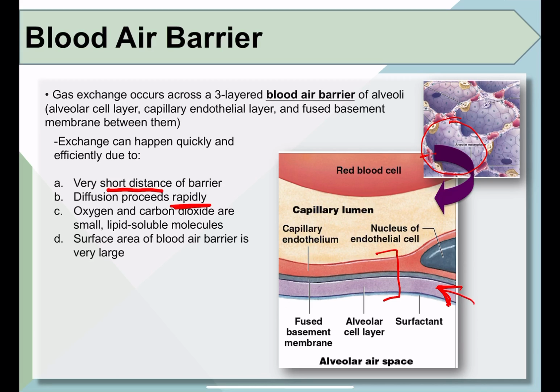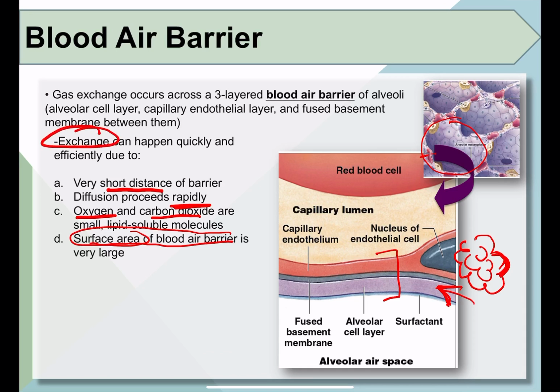And on top of that, remember we talked about how oxygen and carbon dioxide are small enough that they can cross over your plasma membrane very easily. So you don't need a channel or a pump of any sort to get these gases across. And lastly, the surface area of the blood-air barrier is very large due to the millions of alveoli that you have in each lung. And there's a reason why alveoli are curved like grapes: all this curvature is what adds to the large surface area you're able to provide for gas exchange, okay?